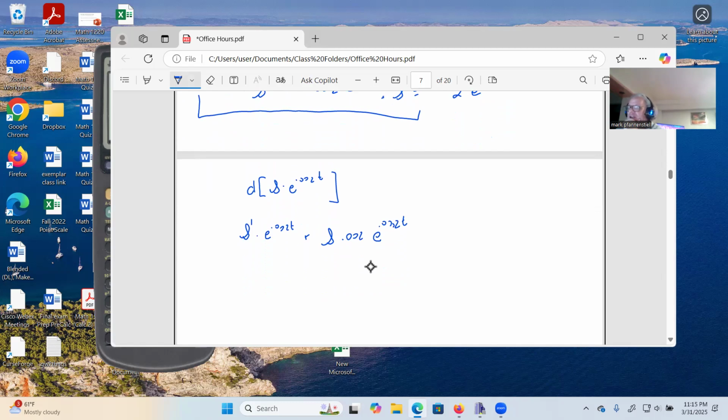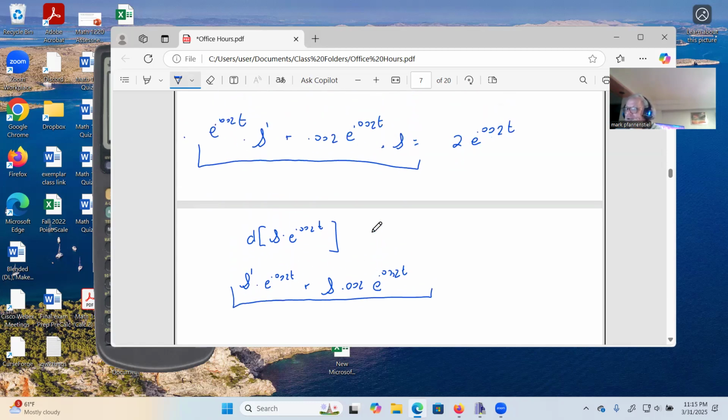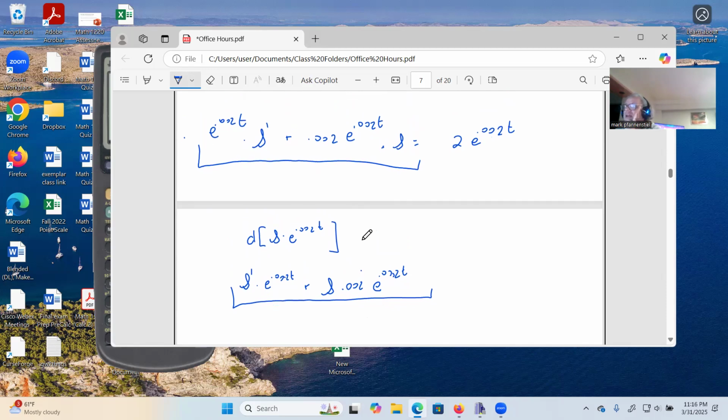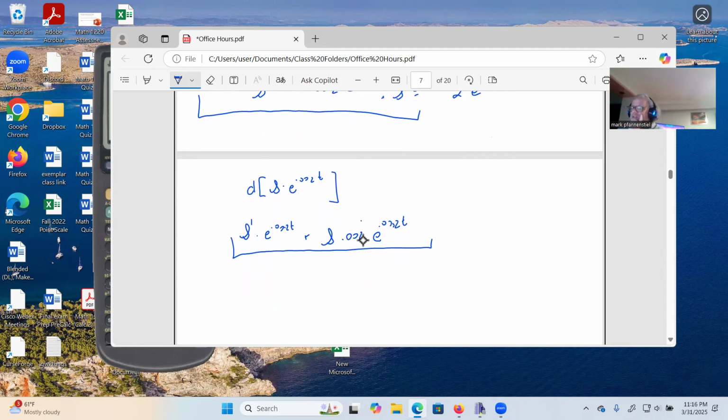This is the result of a product rule. So I took the product rule. Does this look familiar? I'm saying s prime e to the 0.002t. Hey, check. This guy is the right thing here. And then we have 0.002 e to the 0.002t times s. So they're in a slightly different order, but all the pieces are here. And I'm going to say, you know what? This is the result of a product rule. This is the derivative of s times e to the 0.002t.